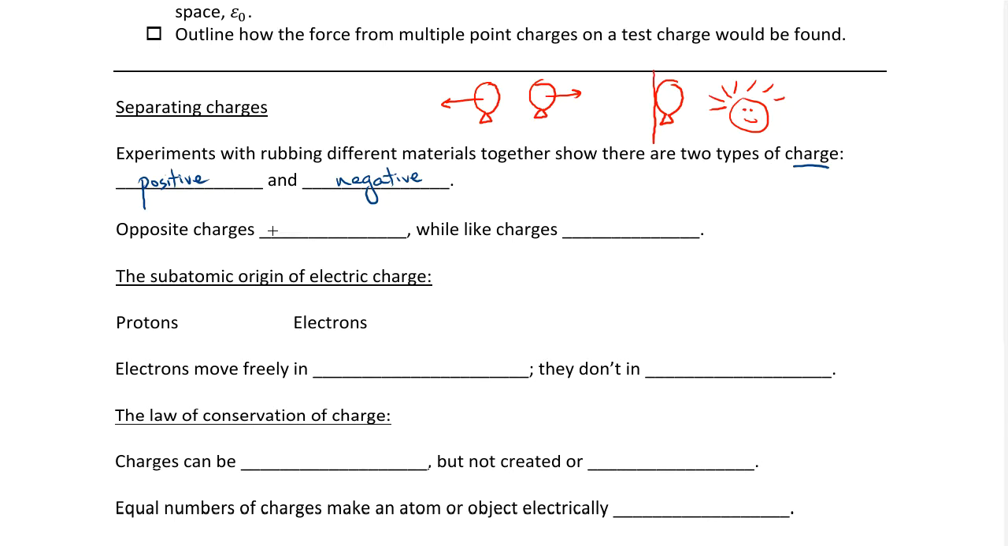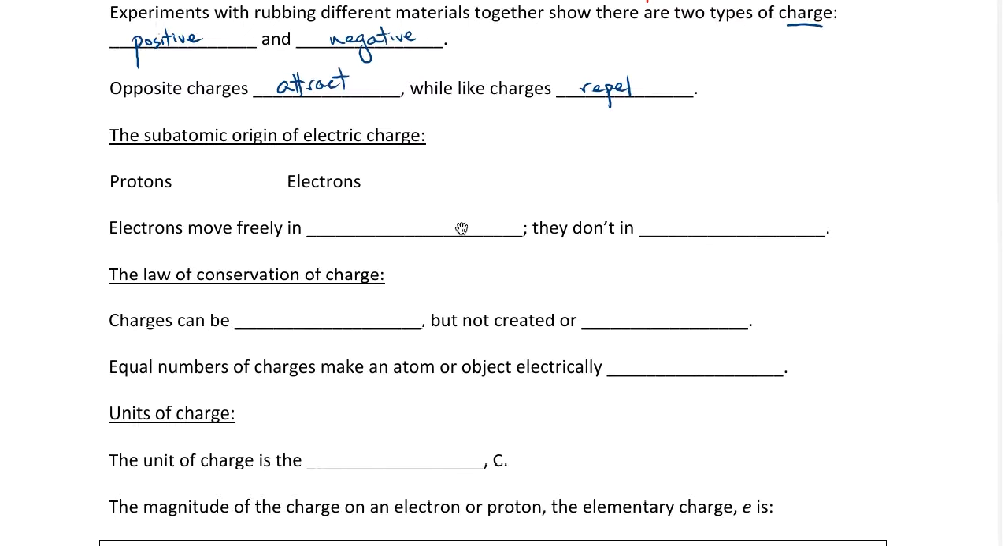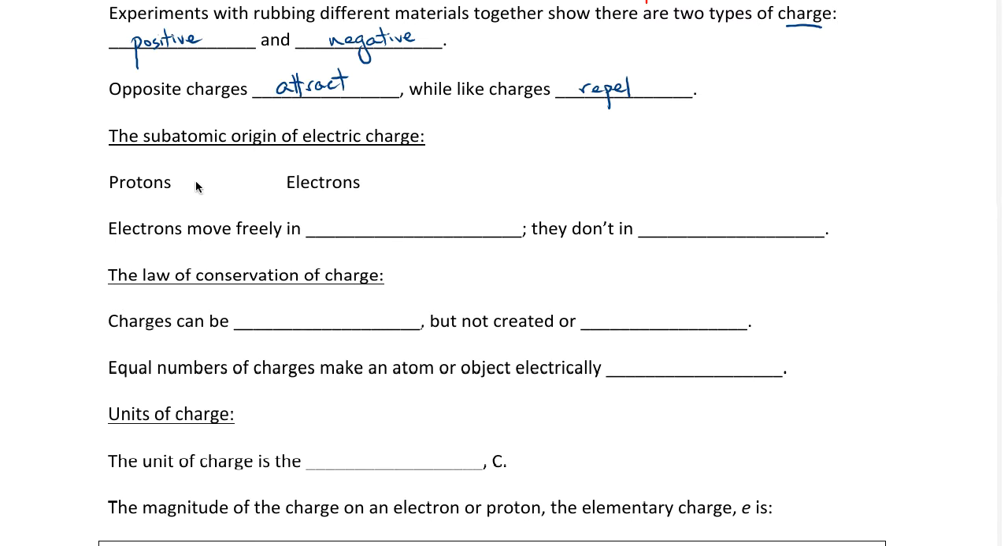And the important thing is that opposite charges attract, while like charges repel. So the balloon and your hair attract each other, but the two balloons repel each other. Now, if we then look subatomically, we can identify where that charge is coming from. In the nucleus, there are protons and protons have positive charges. And surrounding the nucleus, we have electrons, which have negative charges.